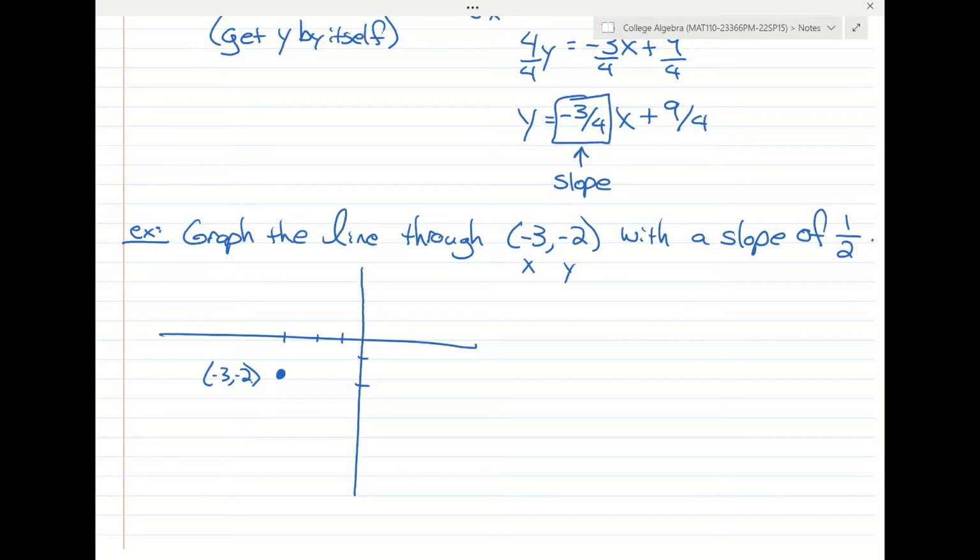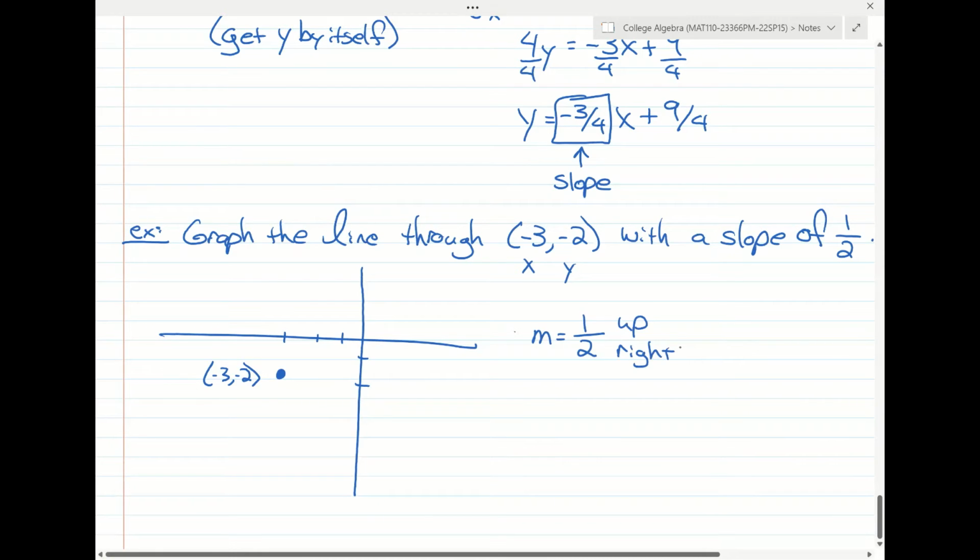If the slope is 1/2, we could think about this a couple different ways. One way is that from that point, we go up 1 and to the right 2. We go up 1 and to the right 2. It gives us a point right here.